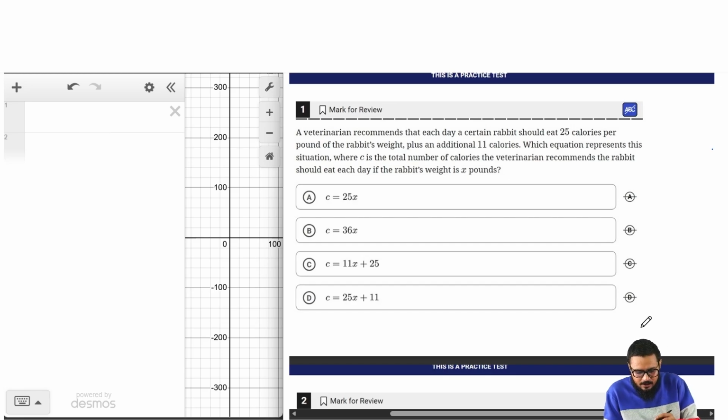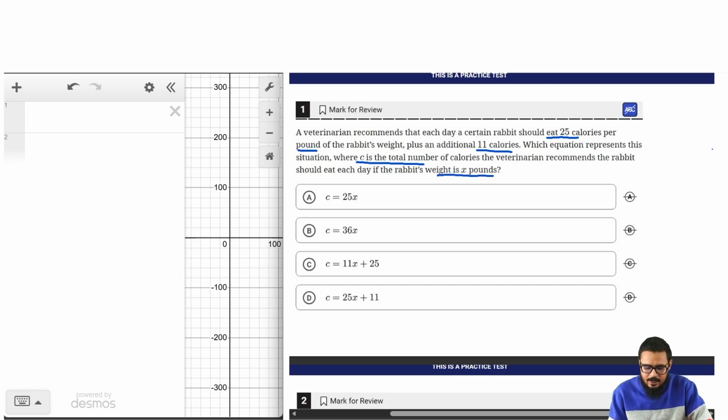It says that a rabbit should consume 25 calories per pound of the rabbit's weight plus an additional 11 calories. At the end, the question gives you that C represents the total number of calories. We have to create an equation for C. And the most important part is the weight of the rabbit is X pounds.